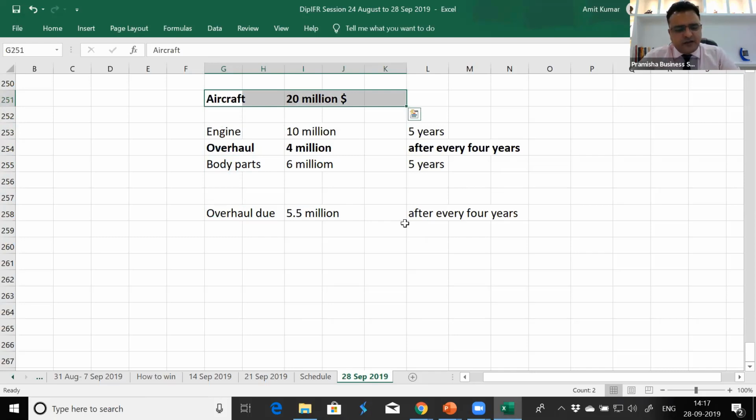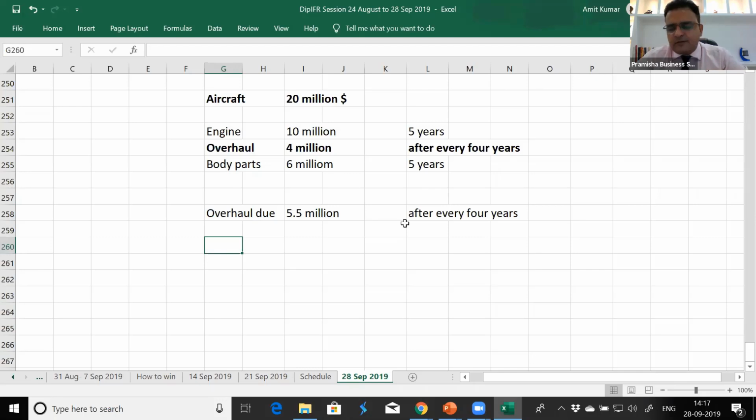But at the same time, we cannot create a provision of 5.5 million that after 4 years we'll need to spend around 5.5 million. There's no obligation to do so. You're not obligated to incur this. That is a choice. If you want to maintain your aircraft, you'll have to incur this cost. If you do not wish to maintain your aircraft, you may sell it, you may stop using it, whatever you do. This doesn't create a present obligation as a result of past event.